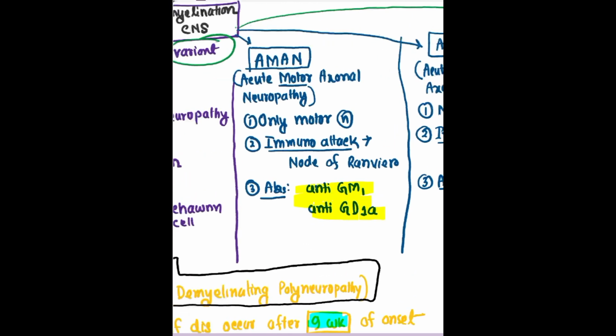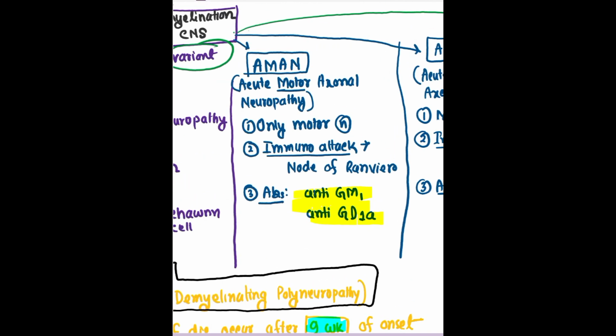Another variant is AMAN, acute motor axonal neuropathy. As the name suggests, it is motor, it only involves the motor nerve. Here the immune attack, that means autoantibody, attacks the node of Ranvier region. The antibodies involved are anti-GM1 antibody and anti-GD1a antibody.